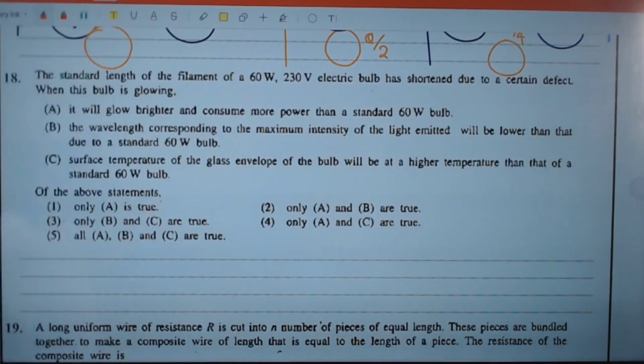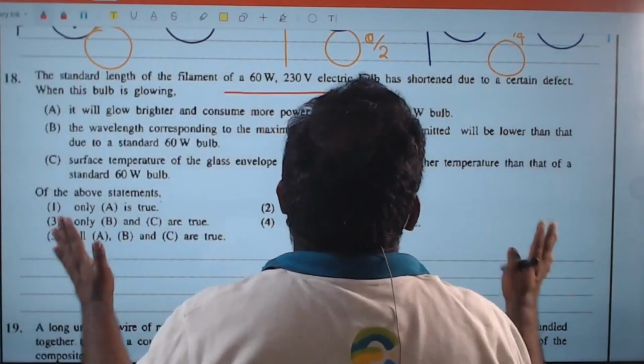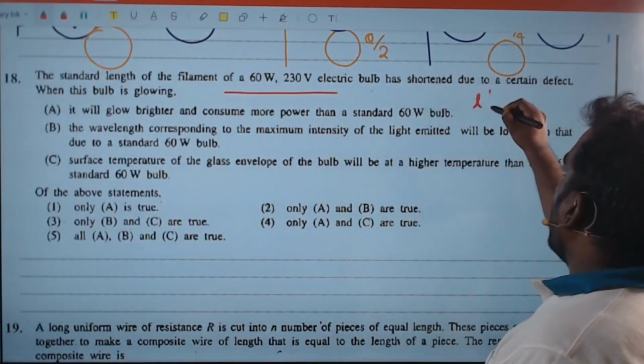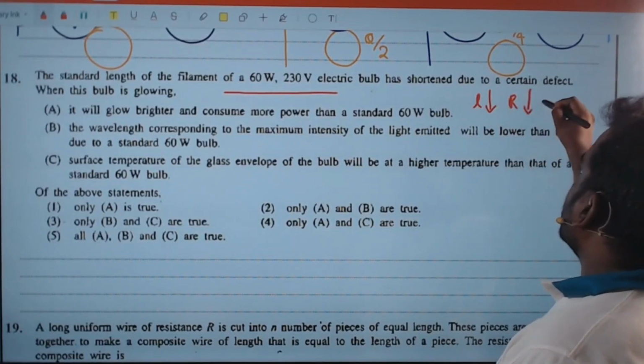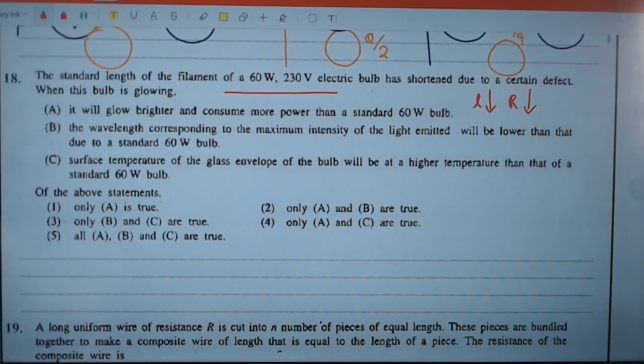Right. Carefully look. A standard length of a filament was shortened due to a certain defect. You shorten the length, which means you shorten the resistance. It will glow brighter and consume more power than the standard 60 watt.